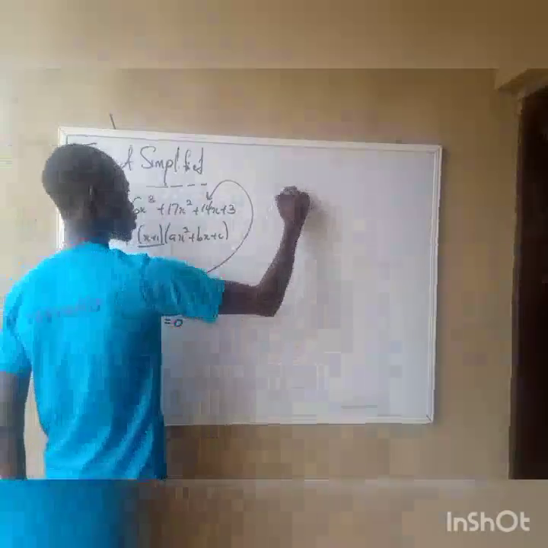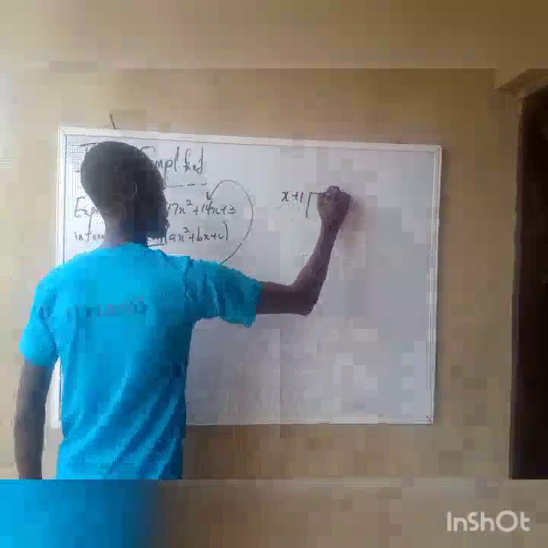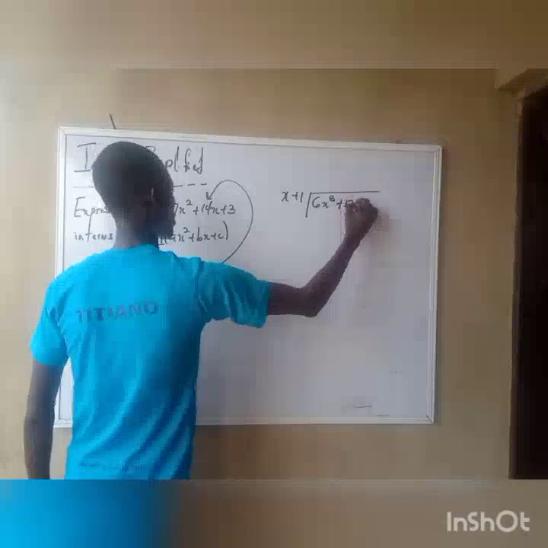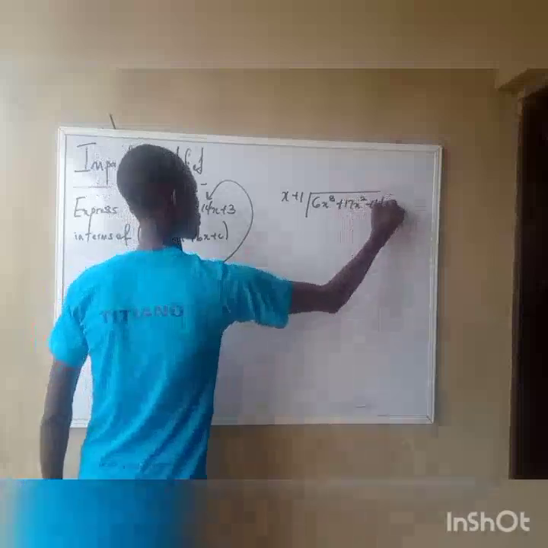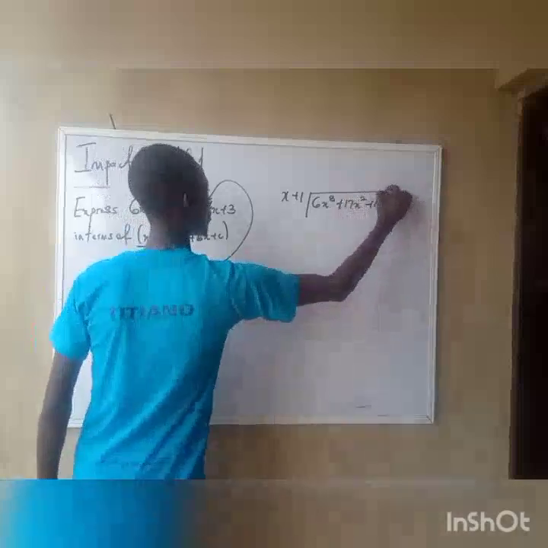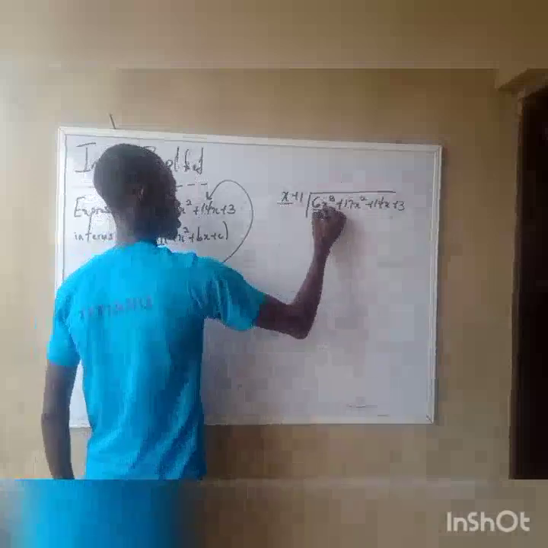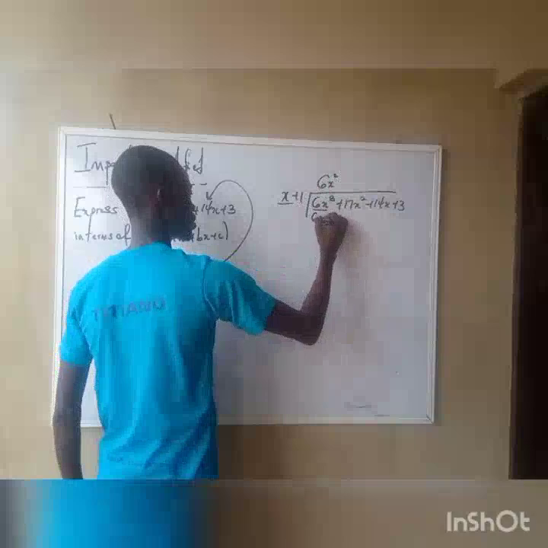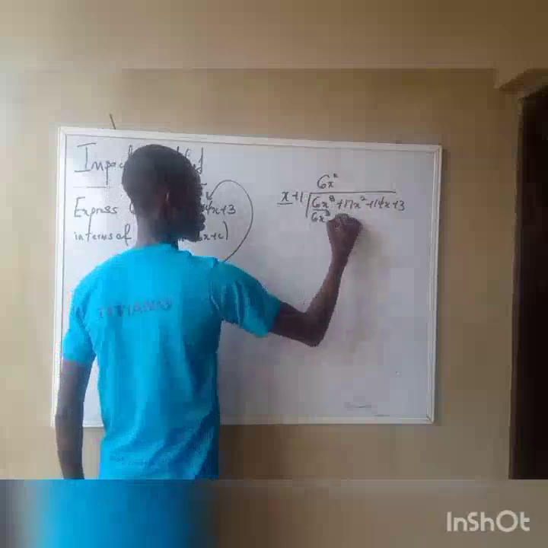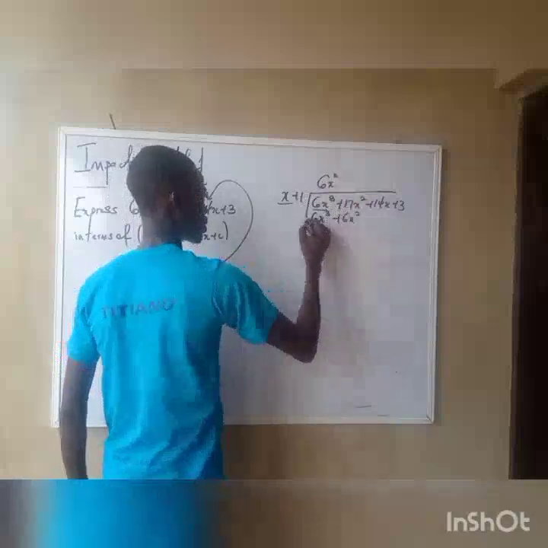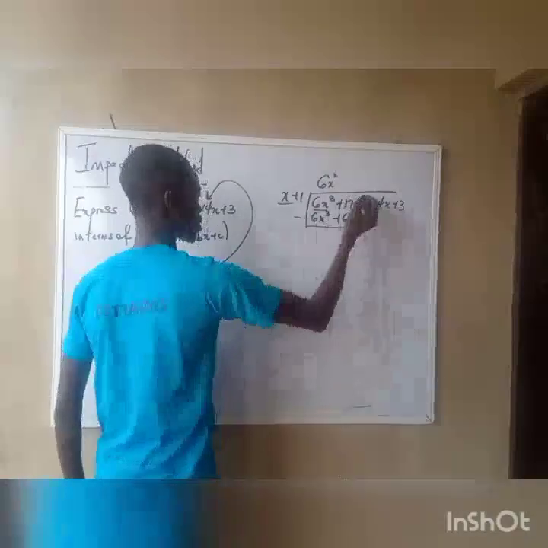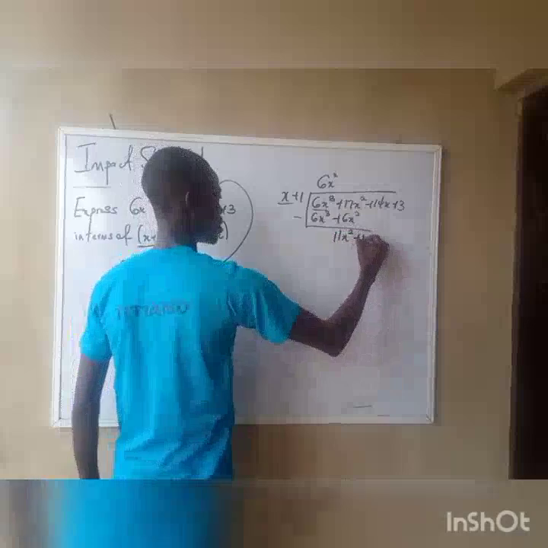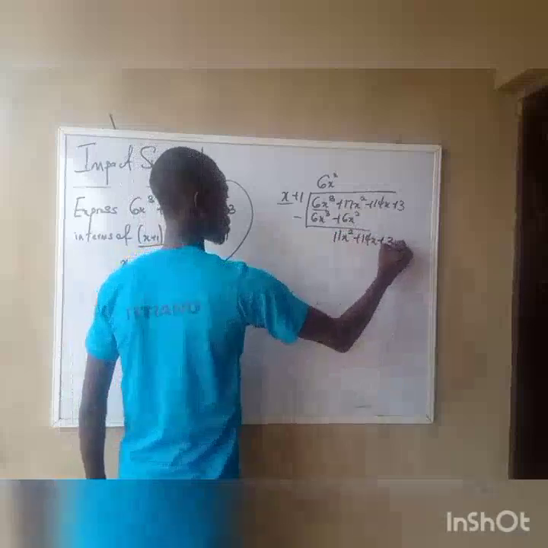And since x plus 1 is a factor of this, we are now going to use that x plus 1 to divide the equation. So using x plus 1 to divide the equation, what do we have? X, we divide this, we have 6x squared. 6x squared times this will give us 6x cubed. This times this will give us plus 6x squared. And then we are going to subtract. Subtracting it, we have 11x squared plus 14x plus 3.